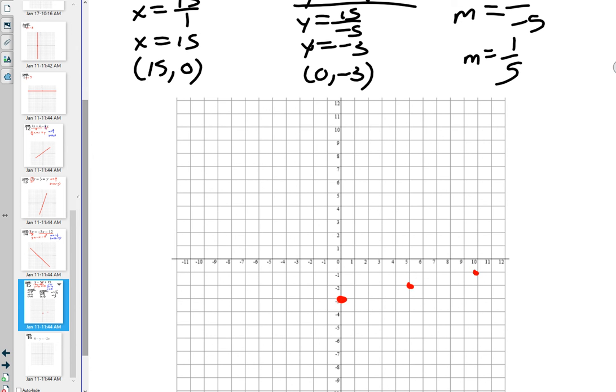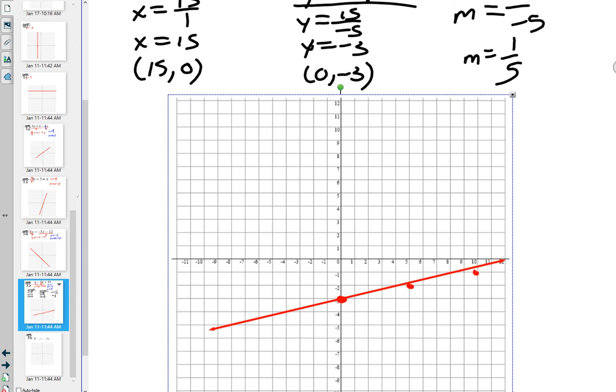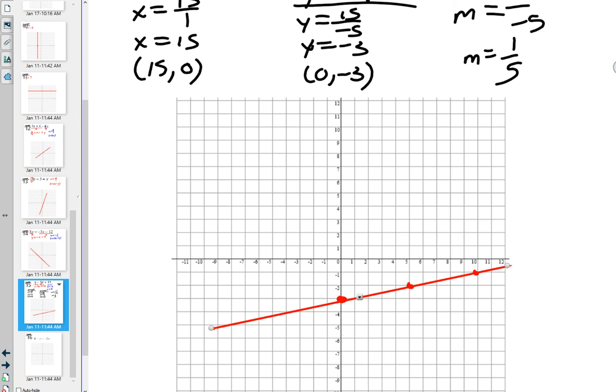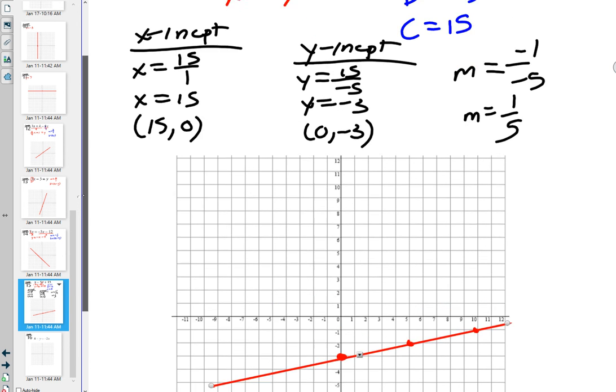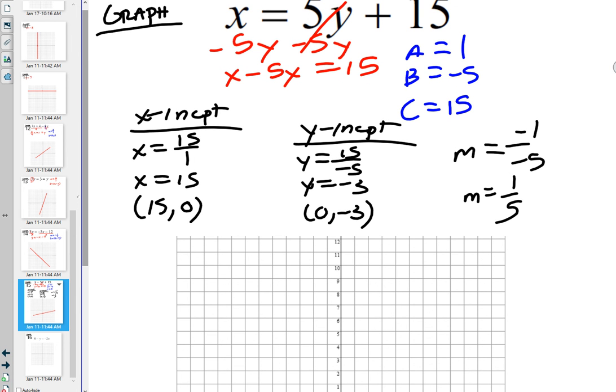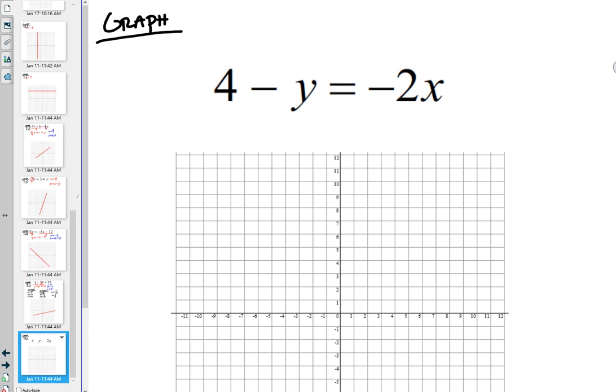I gave you a formula for slope in standard. It's negative A over B. Change the sign of A and then divide it by B. Negative 1 over negative 5 is 1 over 5 positive. Negative divided by negative is positive. I change the sign of A to negative 1. And what's negative 1 over negative 5? What's negative divided by negative? Positive. One more for the road.